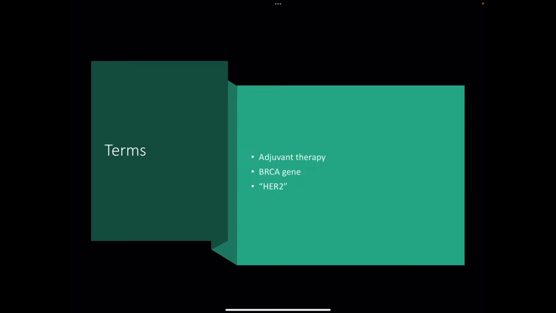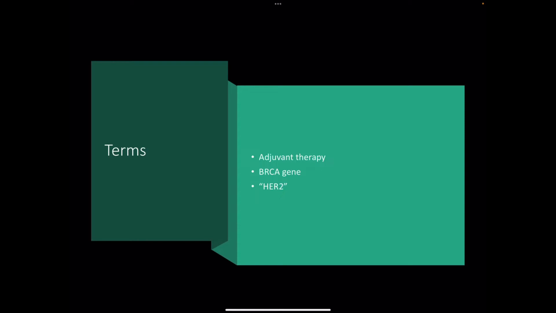The BRCA gene is whenever a patient is BRCA positive and they have a higher risk of developing breast cancer compared to someone who doesn't have BRCA1 or BRCA2. And being BRCA negative means that the patient does not have a mutation in the BRCA gene.